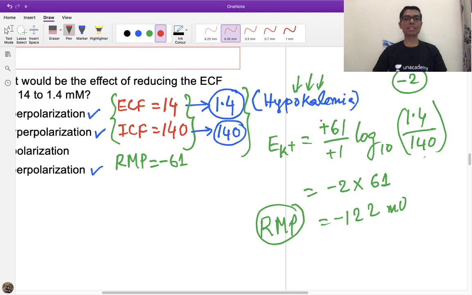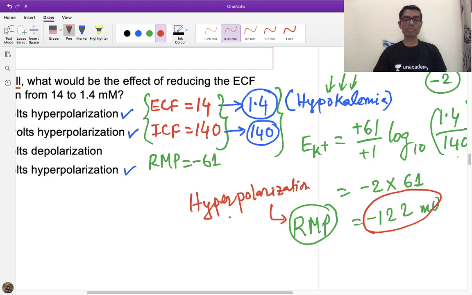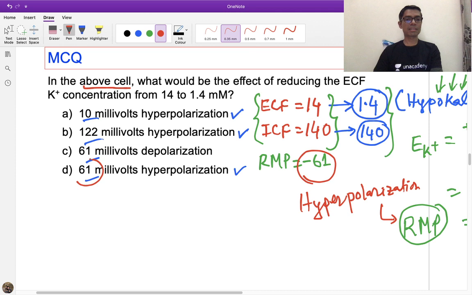So this is the new RMP. Obviously you can easily understand the RMP has become more negative. What is that condition? That condition is hyperpolarization. So this is hyperpolarization of this cell. RMP has become more negative. Now the question is, how much more negative? Originally it was minus 61, now it has become minus 122. That means the hyperpolarization is 61 millivolt. RMP has moved from minus 61 to minus 122, so hyperpolarization has occurred. How much hyperpolarization? 61 millivolt. Getting my point? So this is a small session.